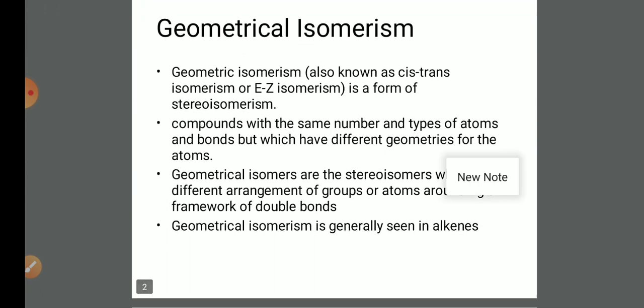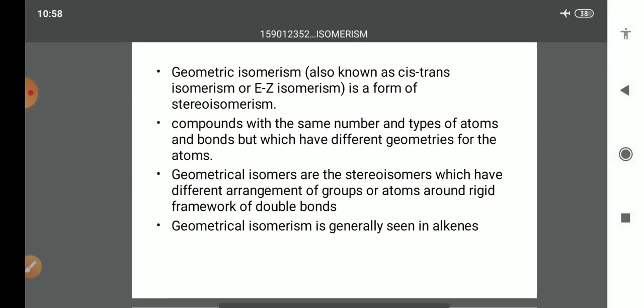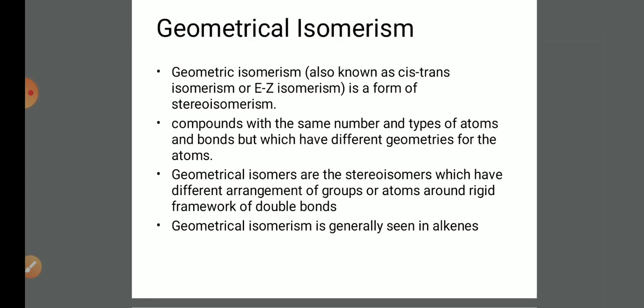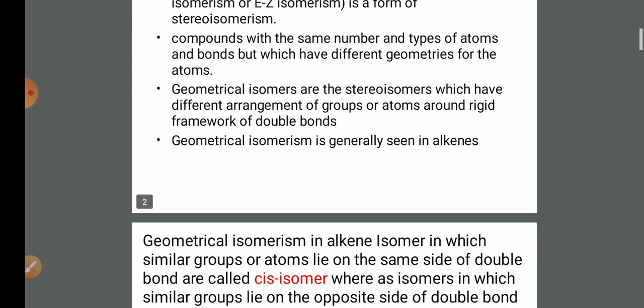So first, let us know what geometrical isomerism is. Geometrical isomerism, also known as cis-trans isomerism or E-Z isomerism, is a form of stereoisomerism. Compounds have the same number and types of atoms and bonds but different geometries for the atoms. Geometrical isomers are stereoisomers which have different arrangements of the groups or atoms around the rigid framework of the double bond, and geometrical isomerism is generally seen in alkenes.